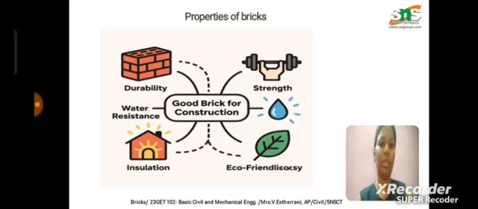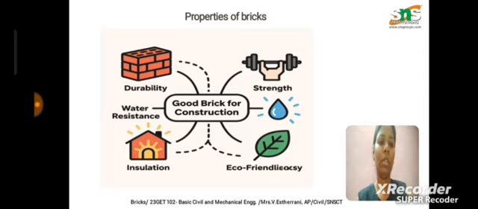In properties of the bricks, first one is the durability. Durability is nothing but the long-lasting lifetime of the bricks. Next one is the strength. Strength of the bricks is nothing but the compressive strength. The compressive strength of the brick should be greater than 35 kilogram per centimeter square.